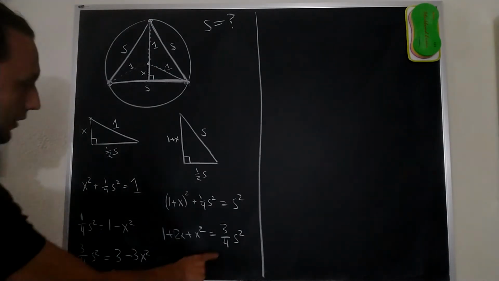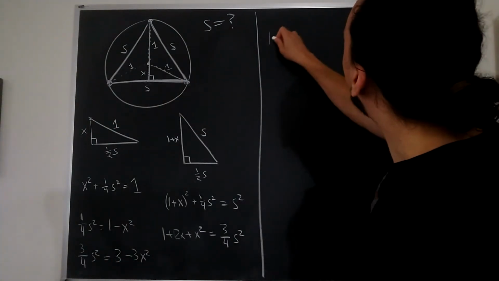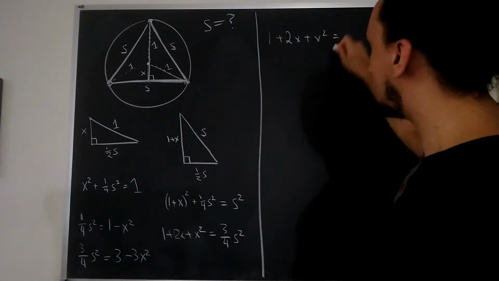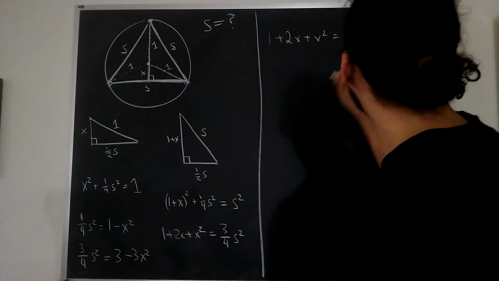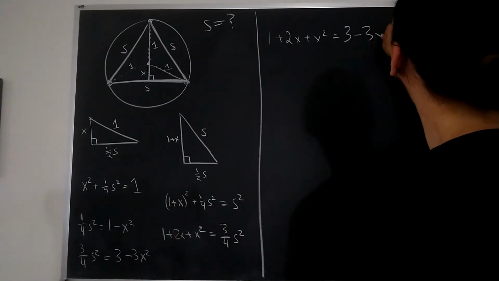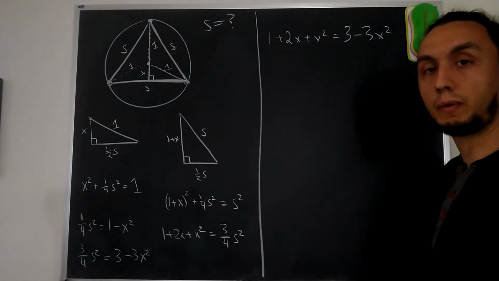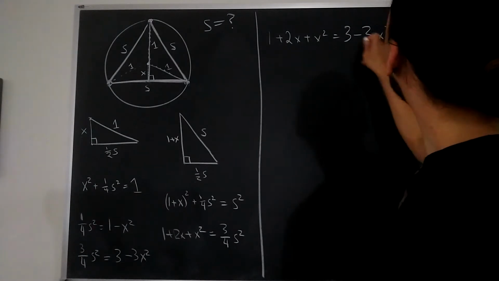So now if I put these two equations together, what I get is 1 plus 2x plus x squared is equal to 3/4 s squared, which is equal to 3 minus 3x squared. And this is an equation that only has one variable in it, just x. So I could solve it.